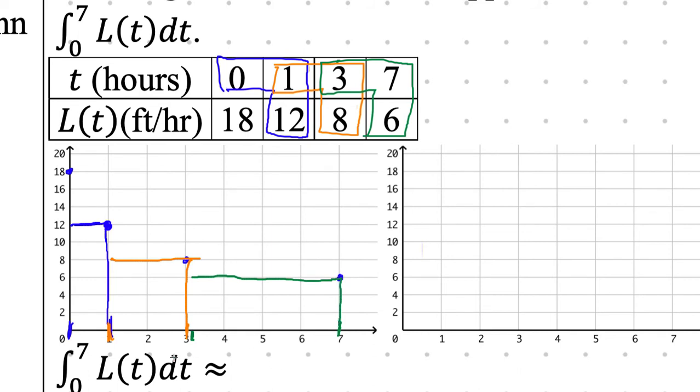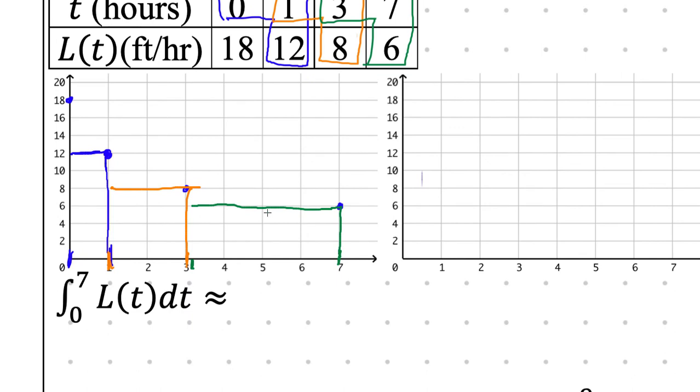All right, let's go ahead and calculate each of those areas individually. Shout them out. First rectangle, 12. Second rectangle, 16. Third rectangle, 6 times 4, 24. All right.